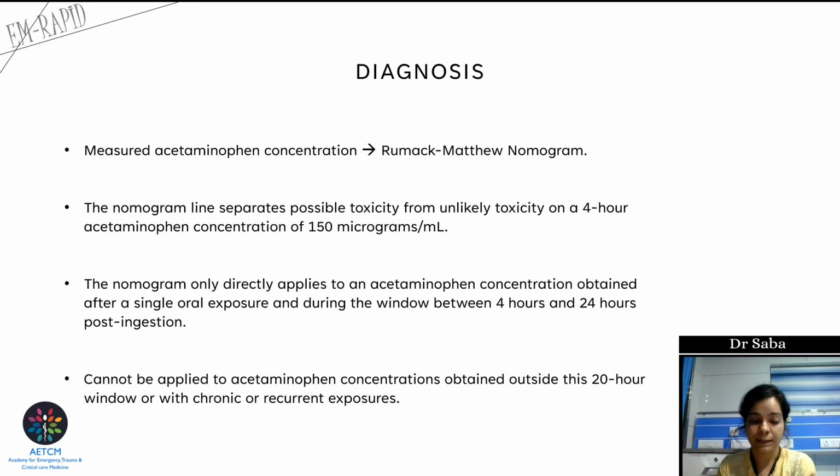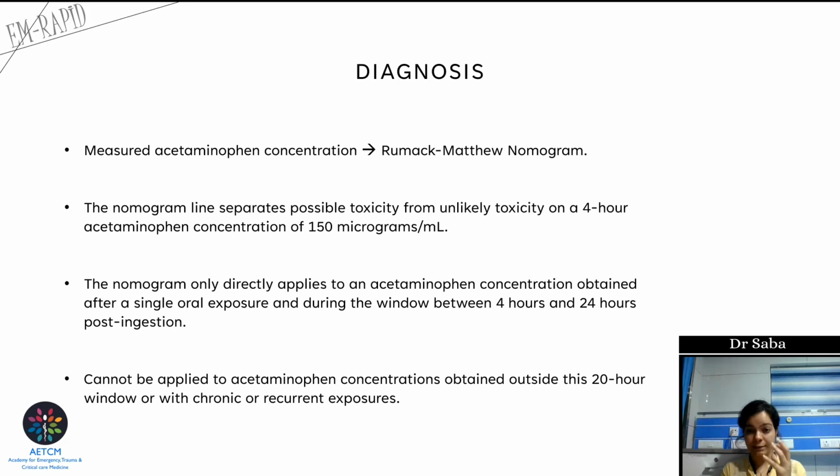24 hours. So in this 20-hour window period itself, only that acetaminophen concentration can be measured. Anything that is obtained outside this 20-hour window, it cannot be applied on this nomogram. That is, those with chronic or recurrent exposures. So basically, post-ingestion 4 hours to 24-hour window period is when we chart acetaminophen concentration on this nomogram.